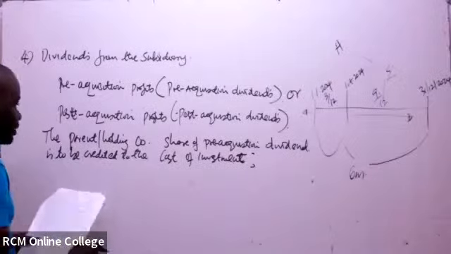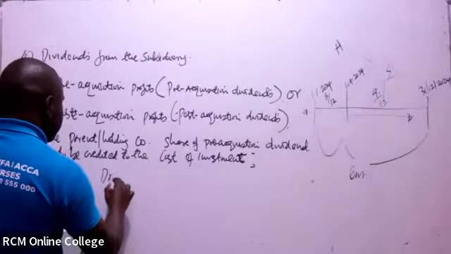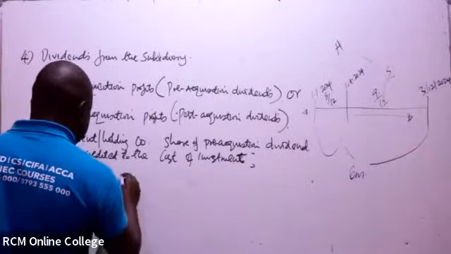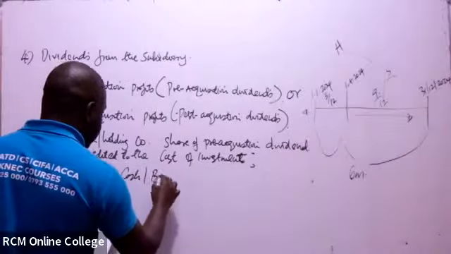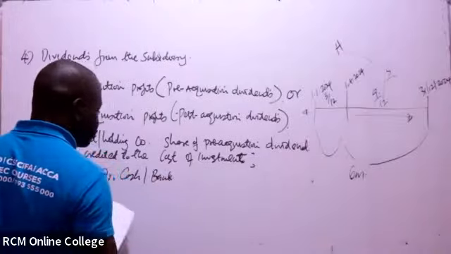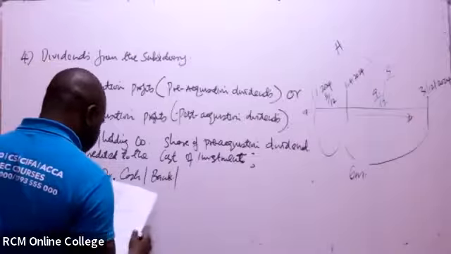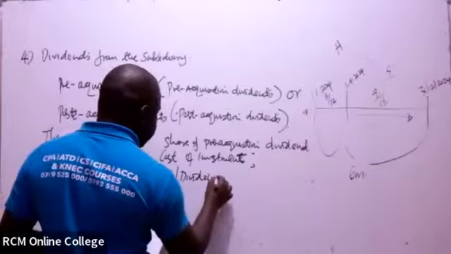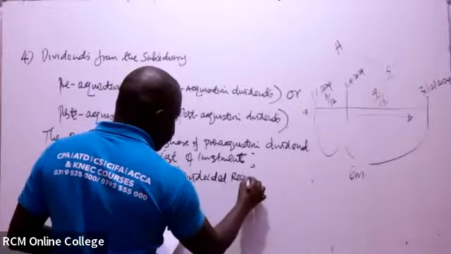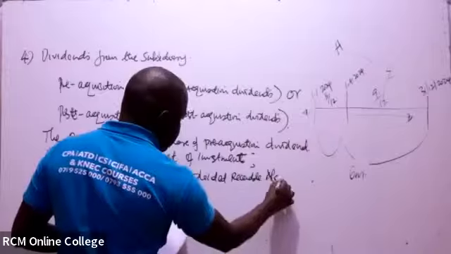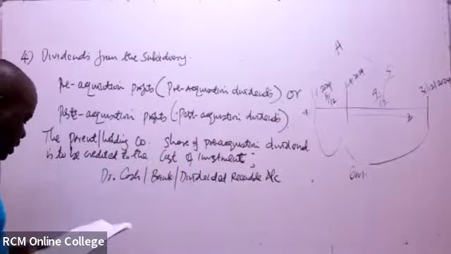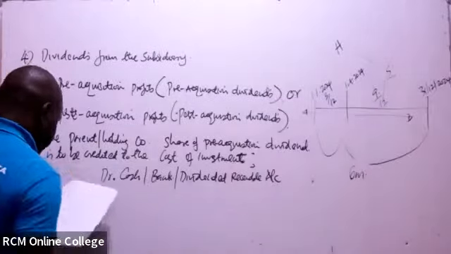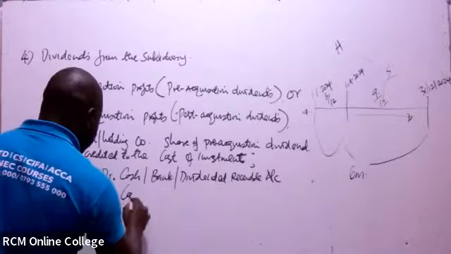When the holding company receives, they'll debit the cash or bank, that is, in this case, it has already been paid. If it is yet to be paid, they'll debit what we call the dividend receivable account. Then they credit the cost of investment.